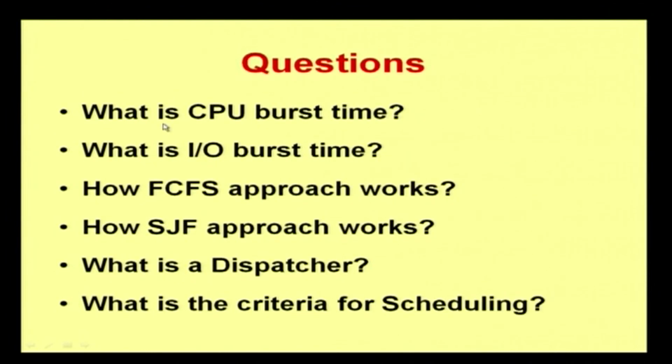Now let us see the possible questions that can come from this session. Question number 1: what is the CPU burst time, what is IO burst time, how does the FCFS first come first served approach work, how does the shortest job first approach work, what is a dispatcher, what is the criteria for scheduling an algorithm. These are the possible questions that can be framed from this session.